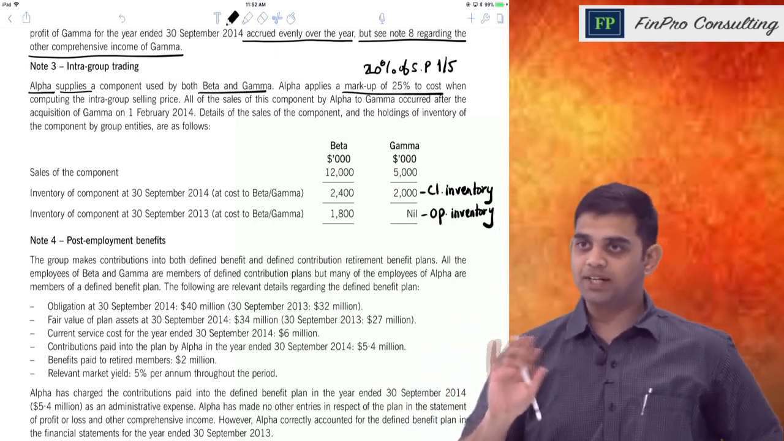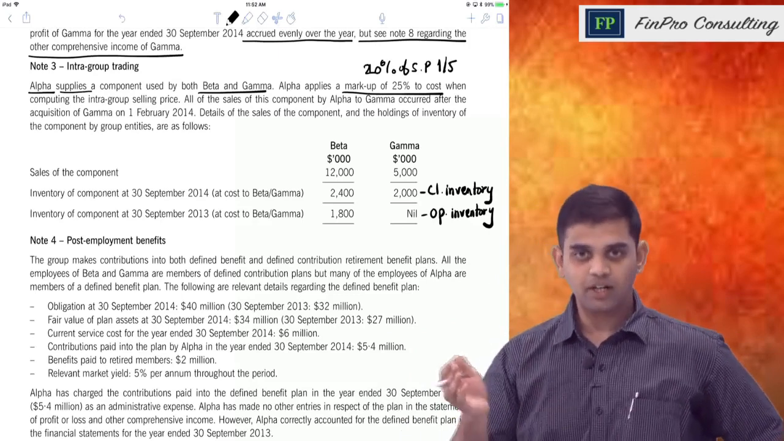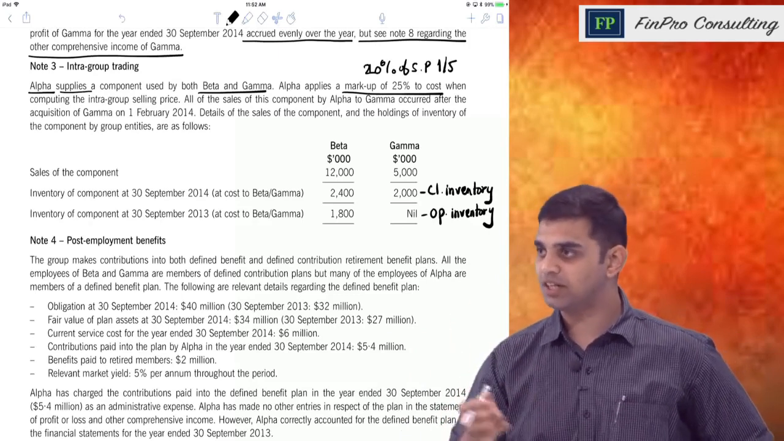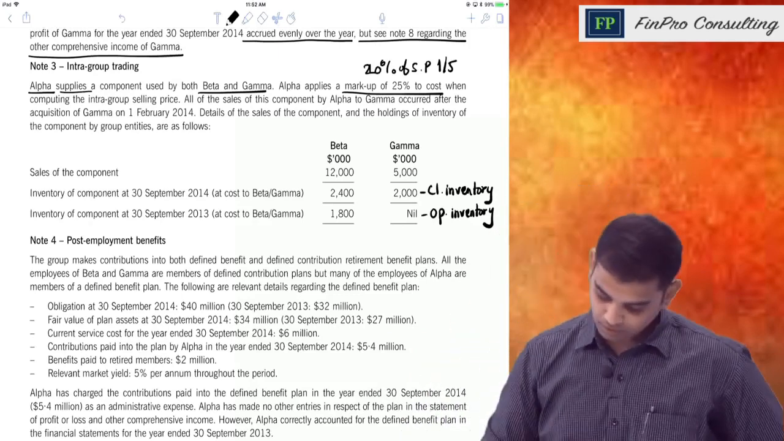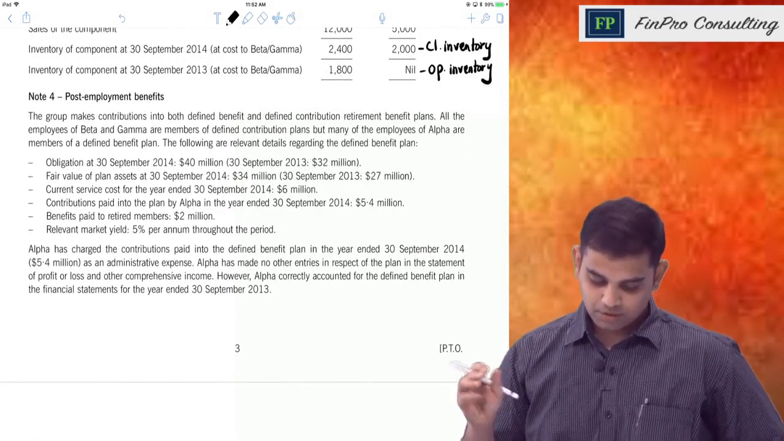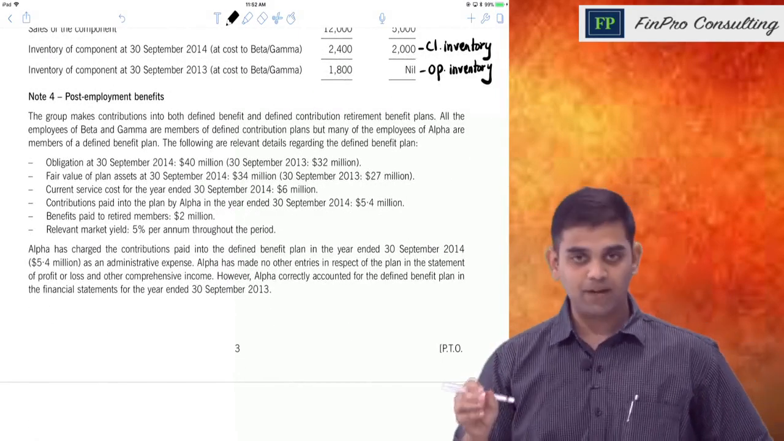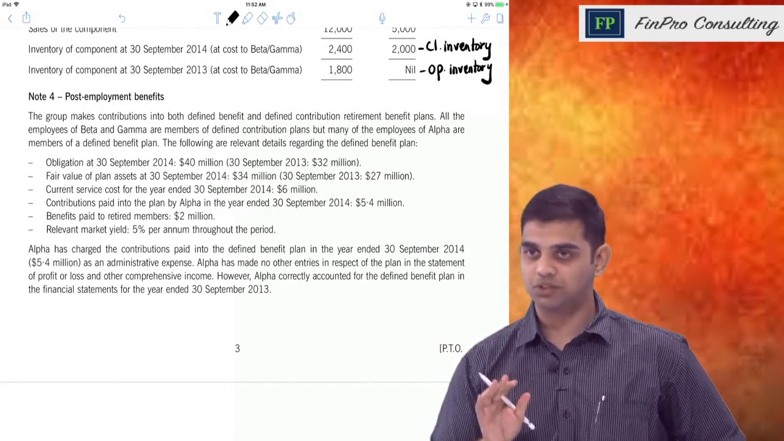Okay, so this is a normal intercompany adjustment. The earlier problem we saw in the balance sheet, now it is P&L, that's it. Now in the P&L problem they have inserted an employee benefit related question.